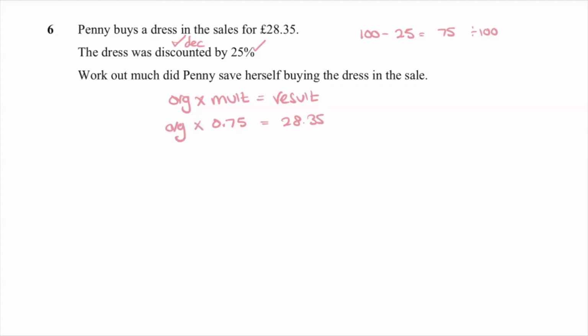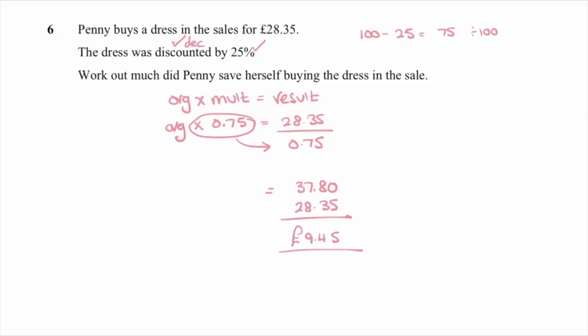To finish it off, we can just pick it up and divide through. That gives us 37.8. Of course, it's money, so I'm going to put the extra 0 on. We want to work out how much Penny saved by buying the dress in the sale. So we're going to take off the sale price to get our final answer, £9.45.